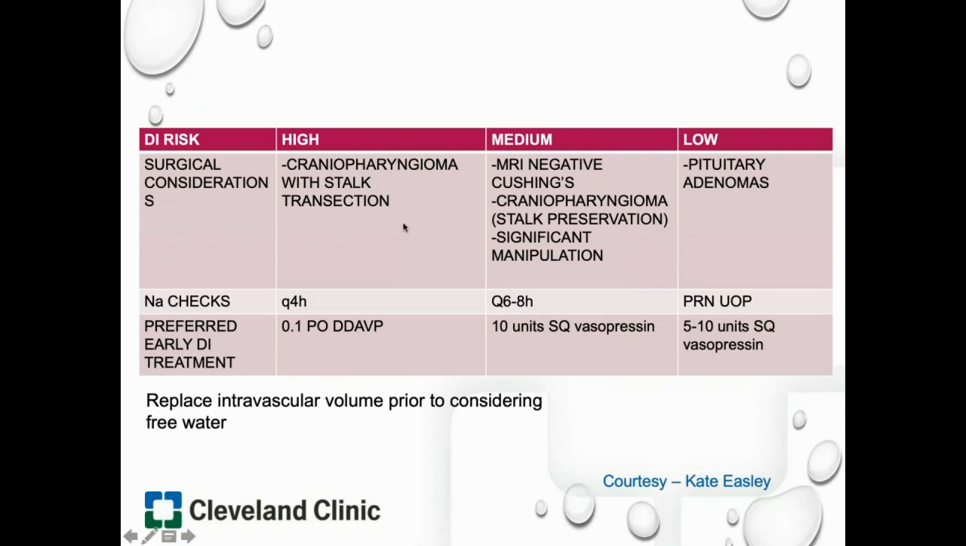Typically we'll monitor not just with intake and outputs, but depending on what we think is the risk of DI. If we think it's a high risk of DI, for example, when we remove the pituitary stalk with craniopharyngiomas, we may check it every 4 hours, and we don't wait for the sodium levels to go up. We start patients immediately on some DDAVP. In medium risk patients, like MR negative Cushing's, or if we did more manipulation, such as with a fibrous tumor, we may check the salt level a little less frequently, and we may just try to bridge them with a shorter acting agent, because we think this is a transient DI. In most pituitary adenomas, which are essentially low risk, we just check sodiums as needed, and we tend to use shorter acting agents in the short term to see if it's just transient DI.